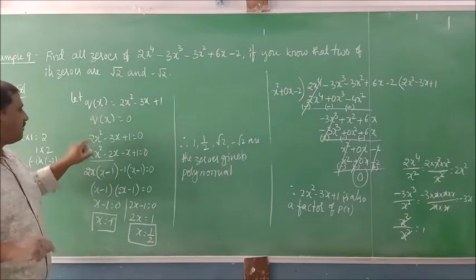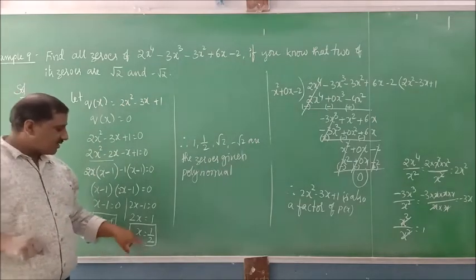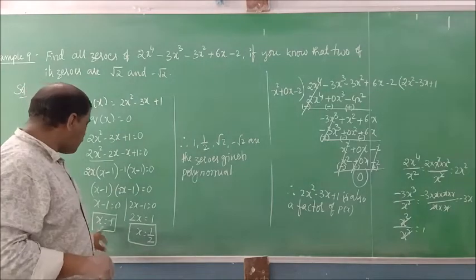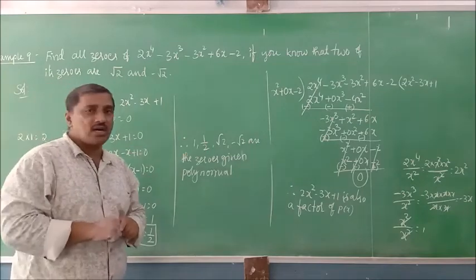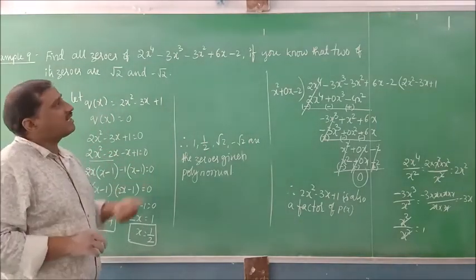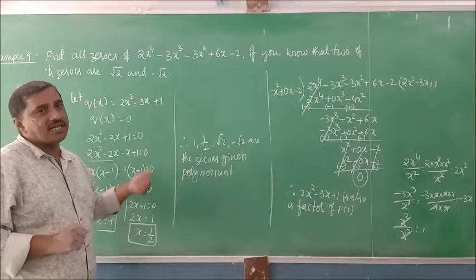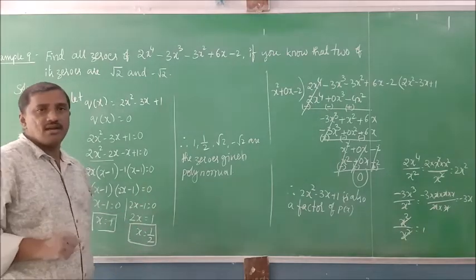So we will split the middle term for this quadratic polynomial. We will get x is equal to 1 and x is equal to 1 by 2. These 1 and 1 by 2 are the two zeros, and already it is given root 2 and minus root 2 are two zeros. Total 4 zeros are there for the given polynomial. So like this we will find the zeros of the fourth degree polynomial when two zeros are given. Is it clear, children? Yes?